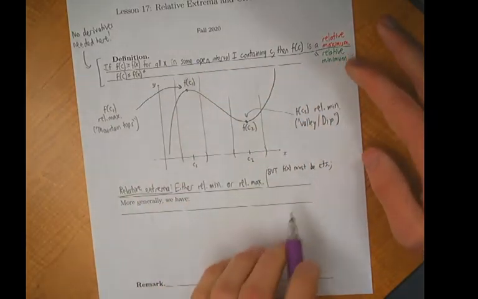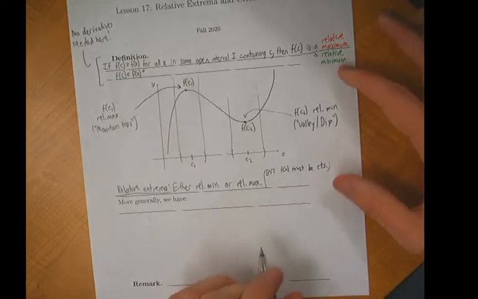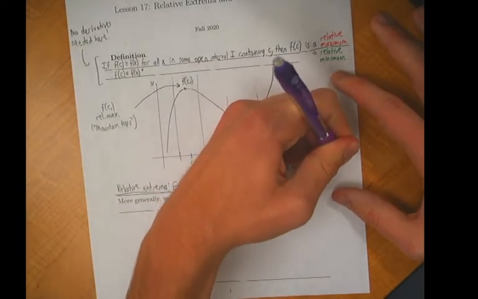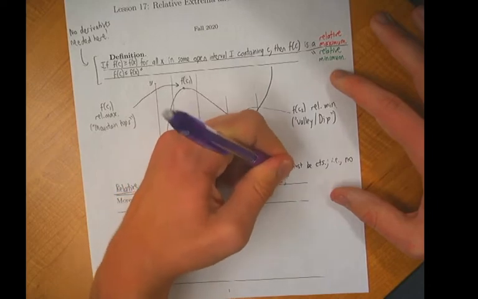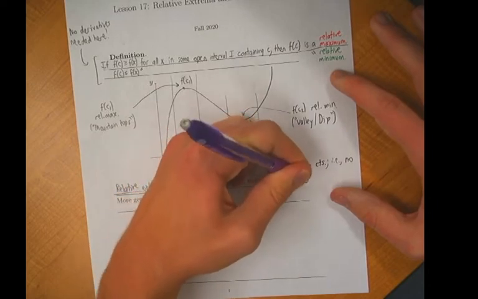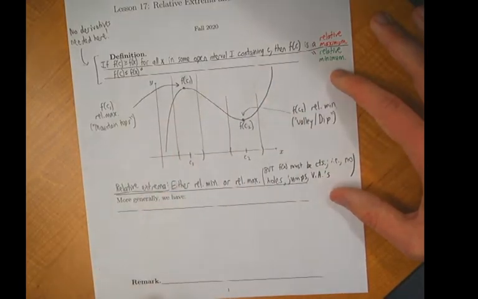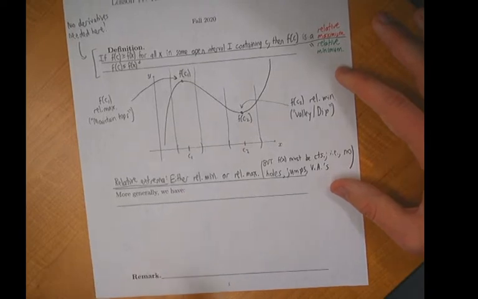Okay? So what I mean by that is that you can't have any holes, no jumps, no vertical asymptotes, those things we talked about earlier in the semester. So i.e., no holes, jumps, or vertical asymptotes. Right? So that's the first part of today's lesson.